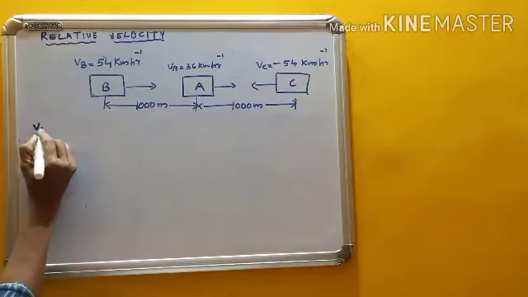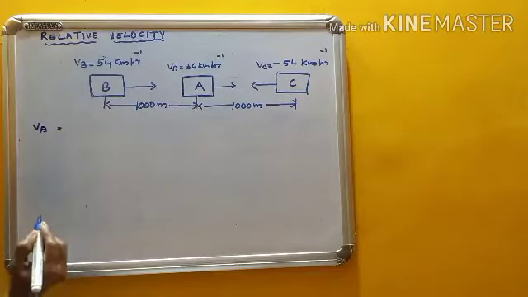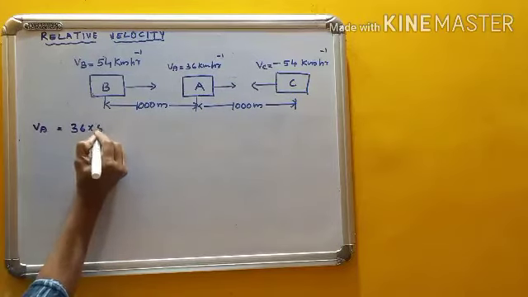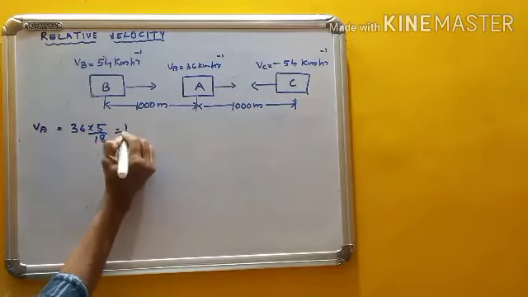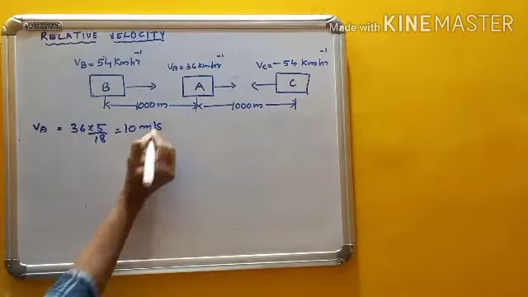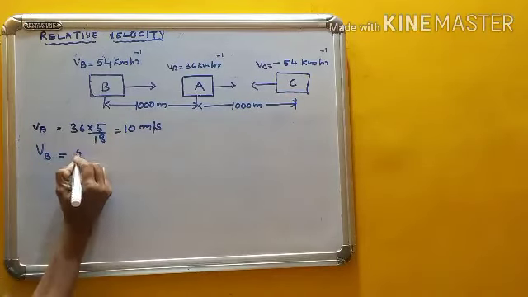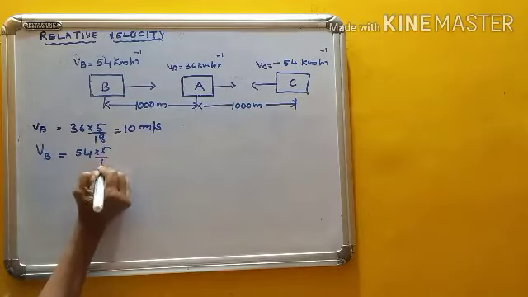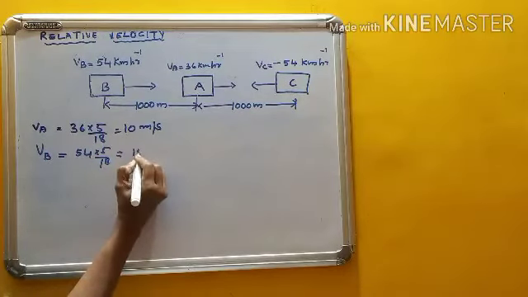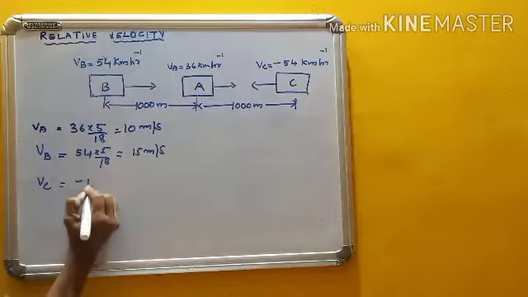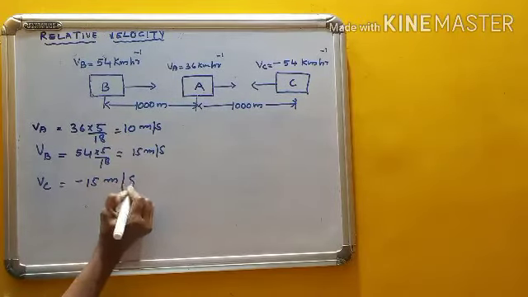VA is equal to 36 km per hour. Let's convert it into meter per second. So 36 into 5 by 18, that is 10 meter per second. Then accordingly VB equals 54 into 5 by 18, 15 meter per second, and VC is minus 15 meter per second.